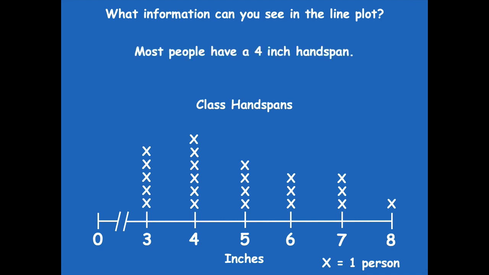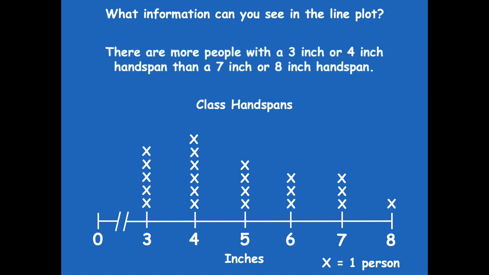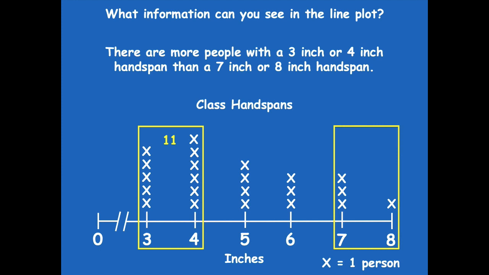So something you could say is most people have a 4-inch hand span, right? So if I look here, I have the greatest line right there. That is the longest line in my line plot, okay? It has the most X's, 6. Okay, so we also can say that there's more people with a 3-inch or 4-inch hand span than there is with a 7 or 8. So if I put a box around those, I can see that in 3 and 4-inch hand spans, there's 11 people. And in the 7 and 8, there's only 4 people. So that's another kind of conclusion I can draw from my line plot.